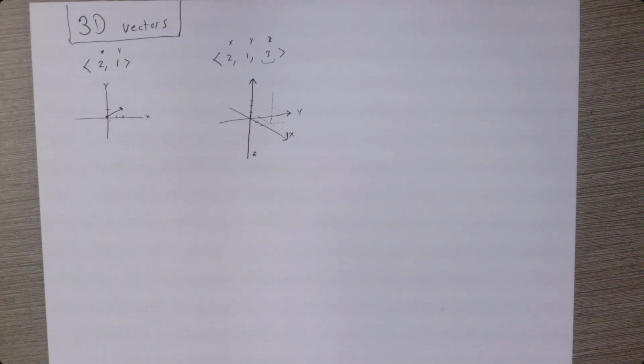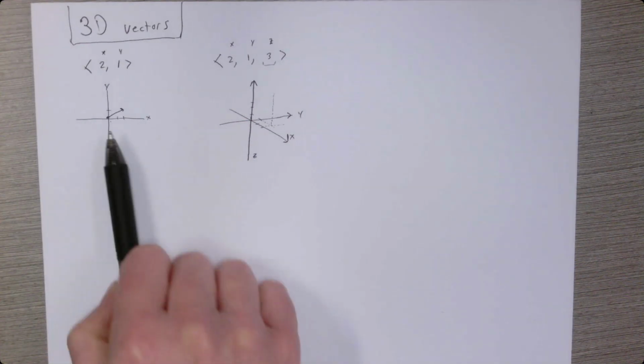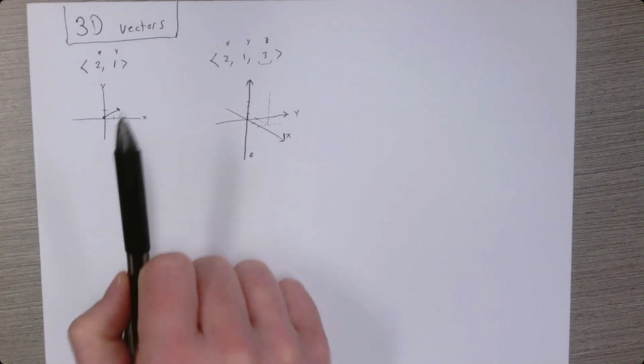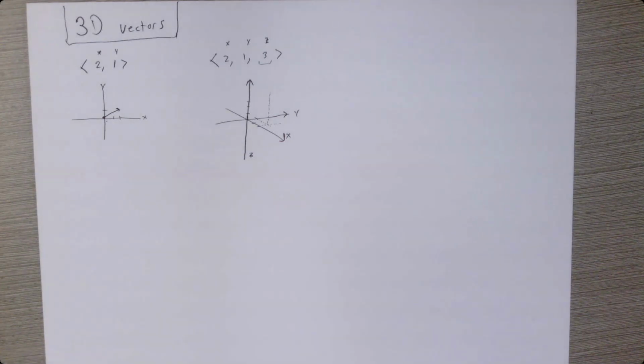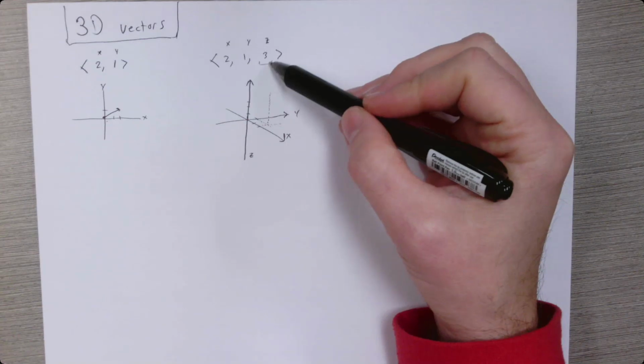Hello, everybody. Let's do a quick introduction to 3D vectors. Two-dimensional vectors have two components, x and y, that describe how far over and how far up. Just as a note, I'm going to be treating all of these as position vectors. If you want to do a three-dimensional vector, let's just add a third component.